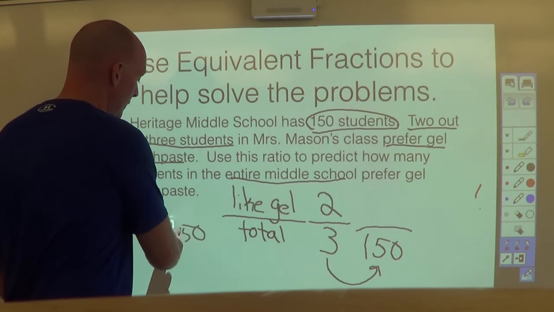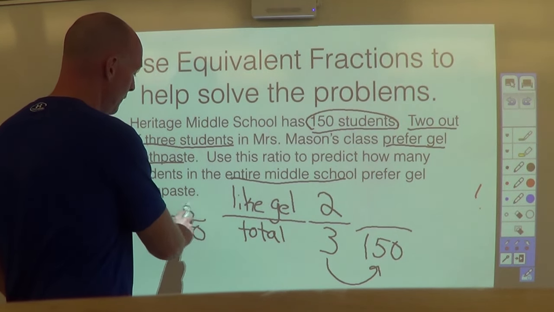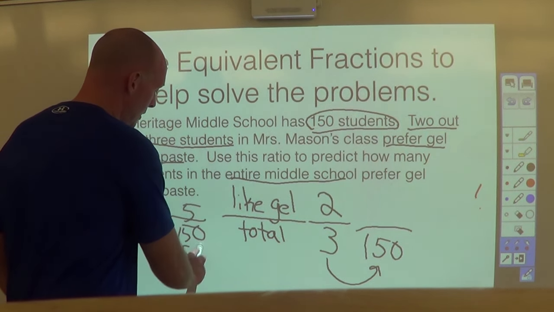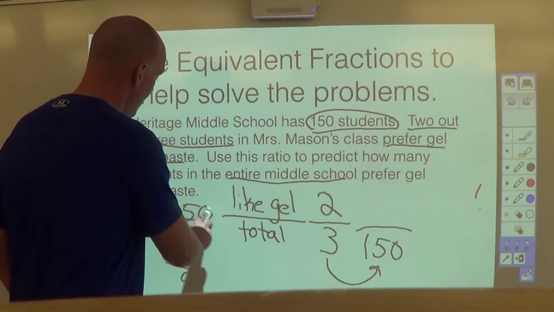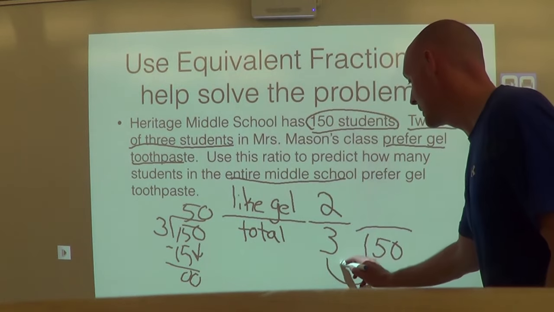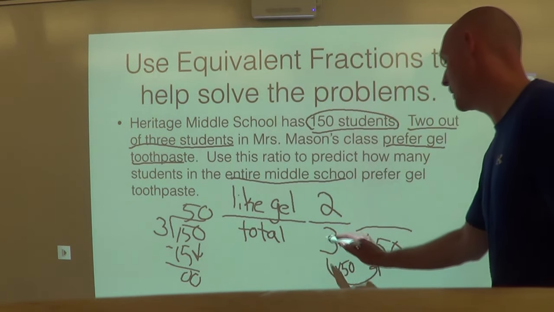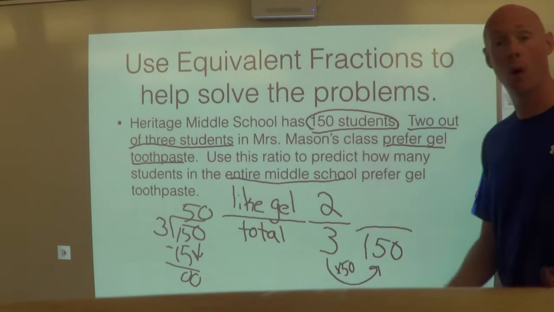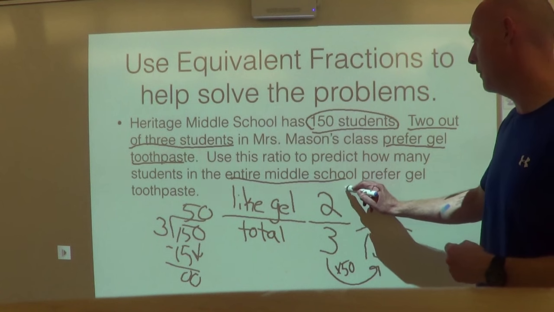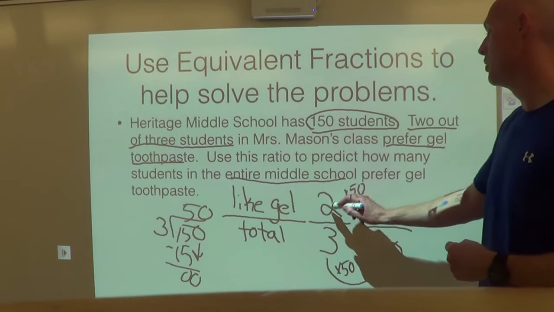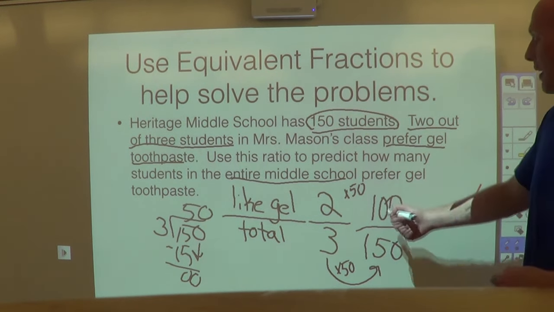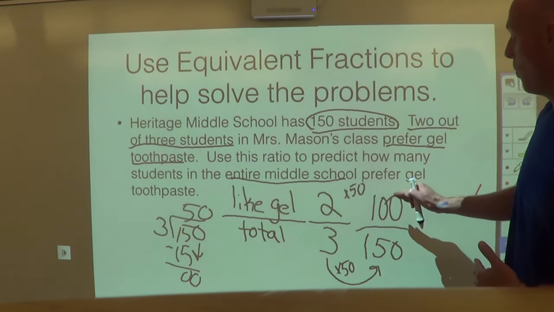150 divided by 3 would be 5. 15. Subtract 0, bring down that 0, and we have 50. So in this case, 3 times 50 gets you 150. All right, so what we do to the bottom, we also have to do to the top. So we're multiplying by 50. 2 times 50 is 100. Cool. So we figured out our mystery number is 100.